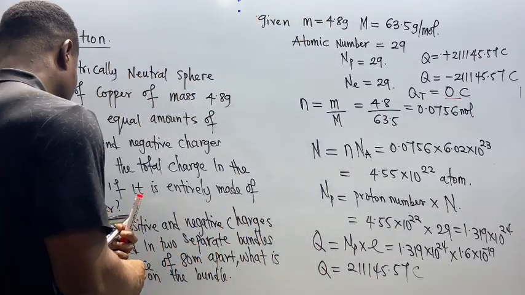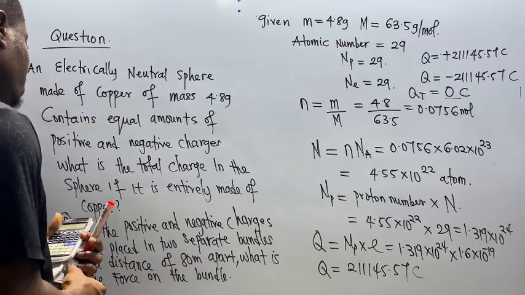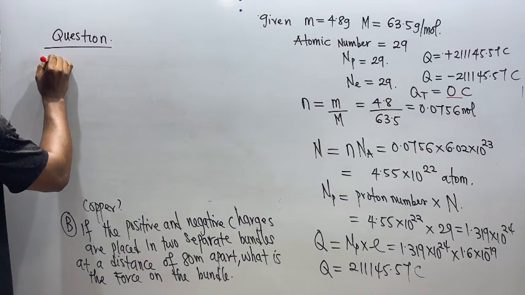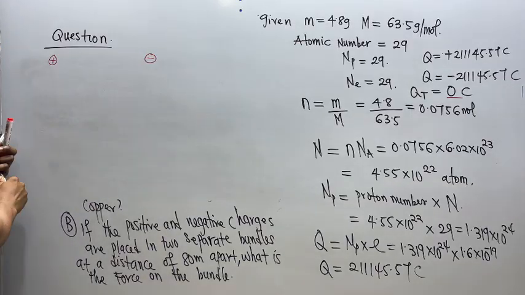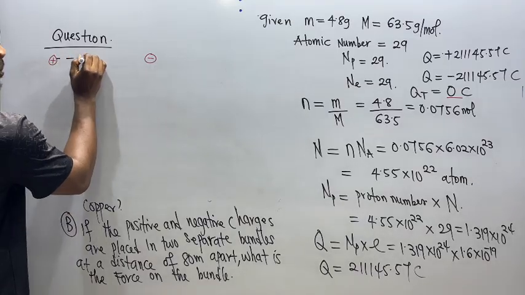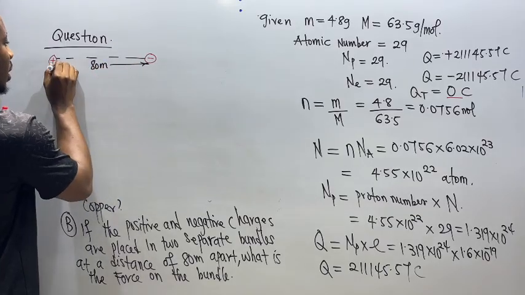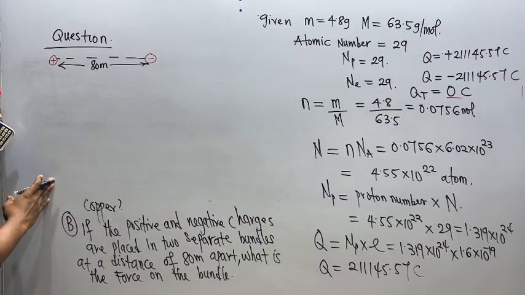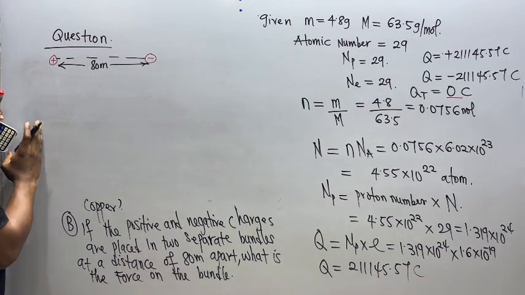Now going to the next question. The next question says, if the positive and negative charges are placed in two separate bundles separated by a distance of 80 meters, what is going to be the force of attraction between them? It's going to be an attractive force. Why? Because this is positive, this is negative, and unlike charges attract.